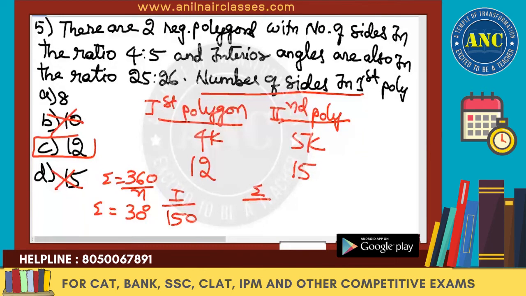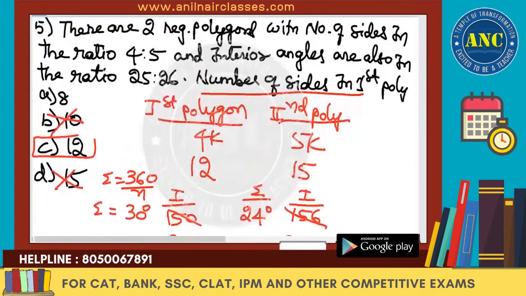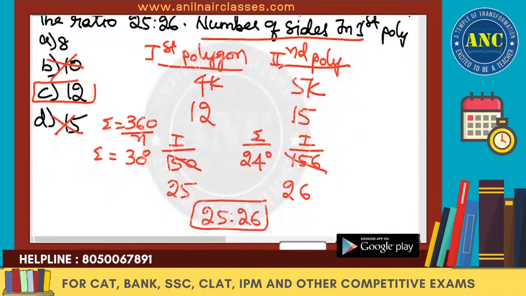For the other, exterior will be 360 by 15, which is 24. Interior will be 180 minus 24, which is 156. 25 sixes are 150, 26 sixes are 156. So it is in the ratio 25:26. The answer is 12. I hope this idea is clear.